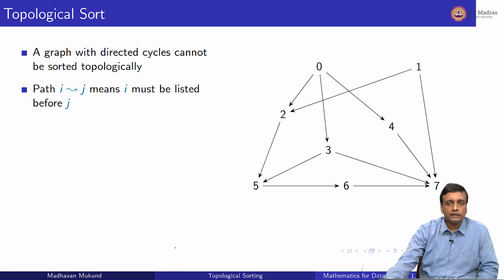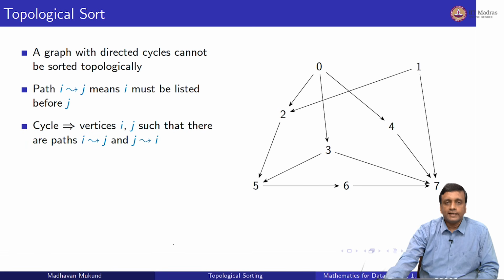So in the topological sort, it's not just for every edge, right? For every edge i, j, it is clear that topological sort requires i to appear before j. But in general, if I have a path of dependencies, if i depends on k and k depends on j, then i must come before k and k must come before j. So therefore, transitively, i must come before j. So anytime there is a path from i to j, i must be listed before j.